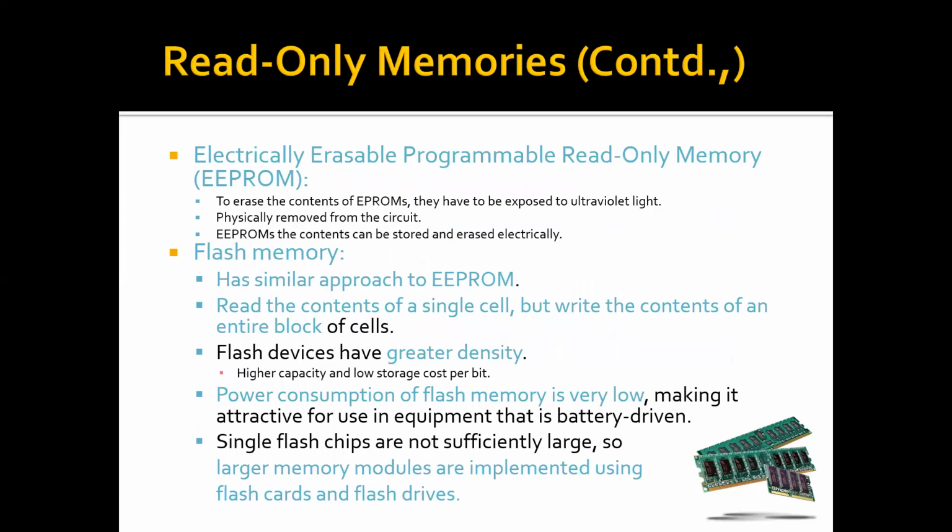Then comes the electrically erasable programmable read-only memory, or EEPROM. Here we may not require ultraviolet light. The content can be erased electrically, and we do not need to physically remove it from the circuit or device. There is another kind of memory called flash memory. It has a similar approach to EEPROM. It can read the content of a single cell but writes the content of an entire block of cells. So here the entire block of cells can be written.